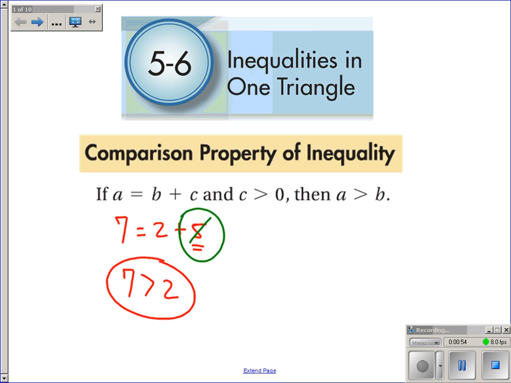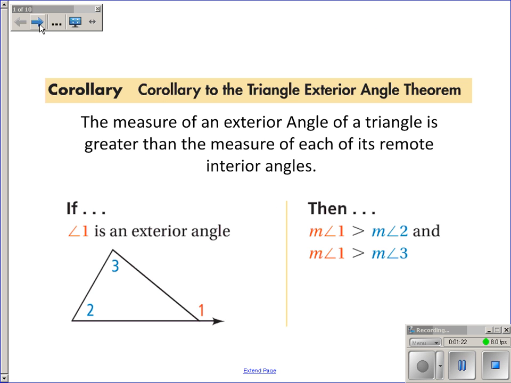So if I eliminate 5, I've lessened this side of the equation. And because I lessened that side, 7 must be bigger than 2. Here's another example. 3 is equal to -1 plus 4, and 4 is bigger than 0. So if I eliminate 4, I know that 3 must be bigger than -1, because I've lessened this side. Now let's see why that's useful to us in the corollary to the triangle exterior angle theorem.